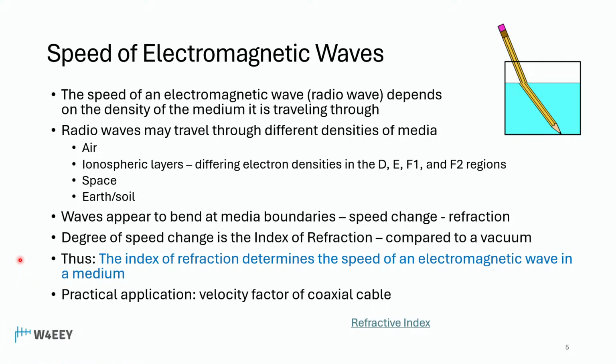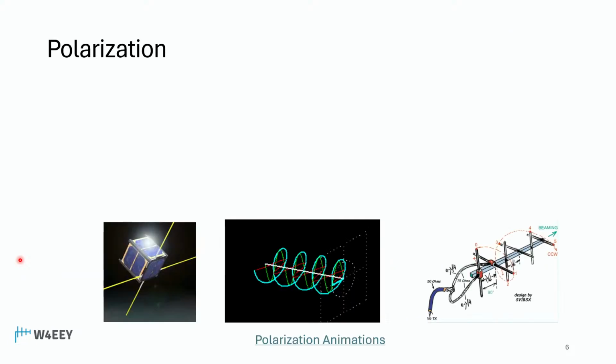So there's a practical application. The velocity factor, I think Gary talked about this when we were talking about antennas. The speed of RF in coaxial cable is different than the speed of RF in air. And that has to do with cutting the right lengths if you're going to be making tuned stubs and so forth. So we need to know that. But that's why it's different.